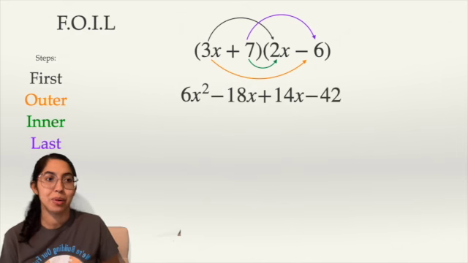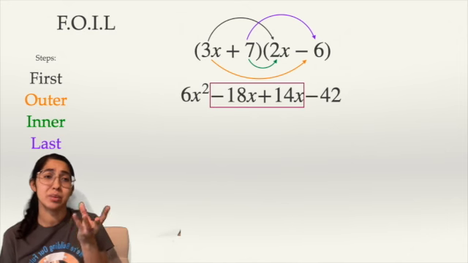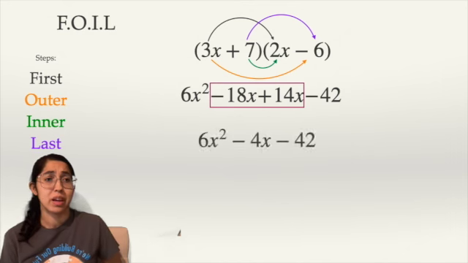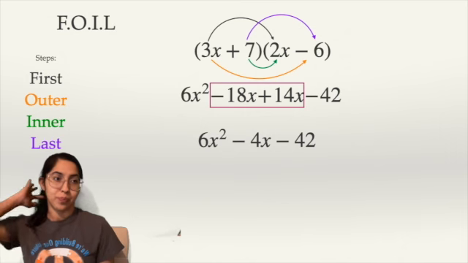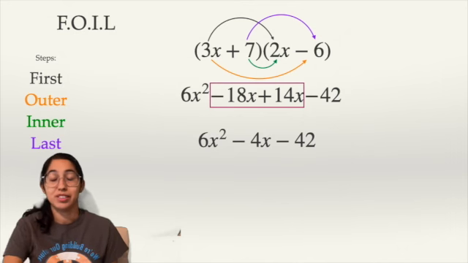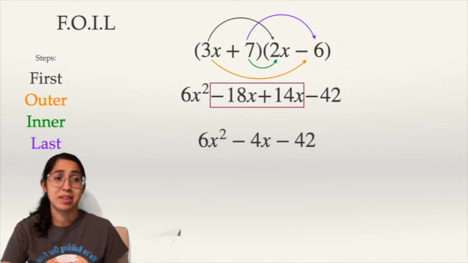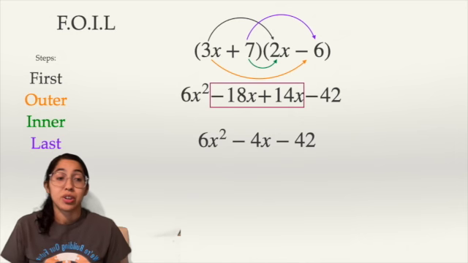And the nice thing about FOIL is that your like terms typically end up right next to each other. So right here, we have negative 18x and 14x. So we can just put those together. And my answer is 6x squared minus 4x minus 42. Okay, so I am definitely a strong supporter of FOIL. That's just quick, easy, makes the most sense to me. However, you may like horizontal, vertical, or box method, and that's okay. You can use any of those.